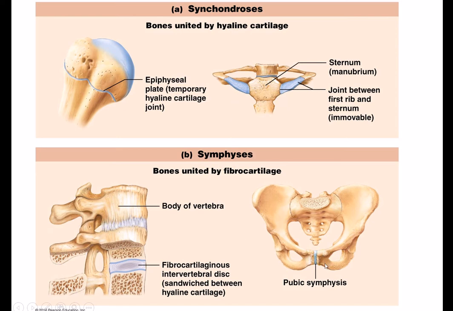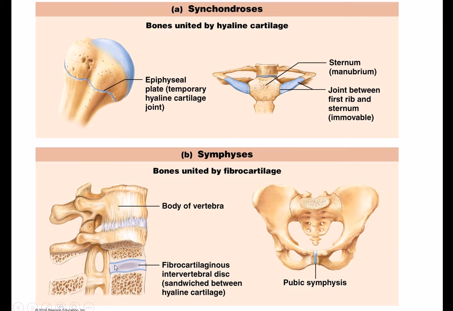We've seen some symphyses before. These have fibrocartilage between the different bone ends. So the pubic symphysis between the two pubic bones is a type of symphysis, and then our intervertebral discs between the various vertebrae is also a fibrocartilaginous symphysis joint.